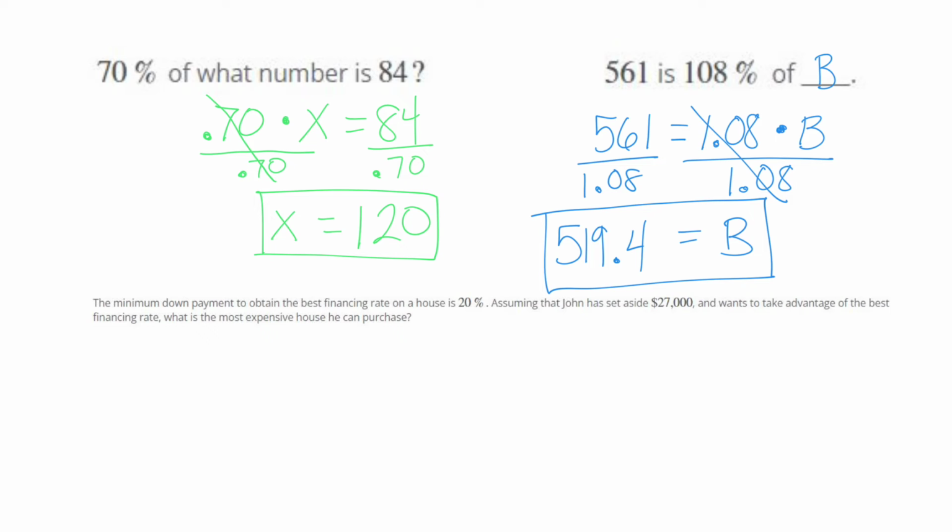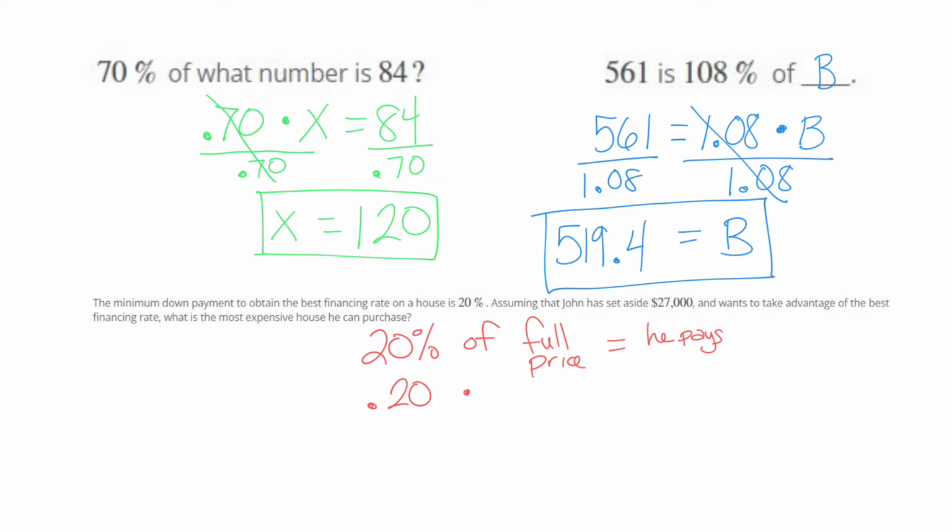So I'm just, like I said it out loud, now I'm going to write it. He's going to take 20% of the full house price, and that's going to equal the amount he pays. Now let's fill in numbers where we can. Well, 20% is 0.20. Of means multiply.